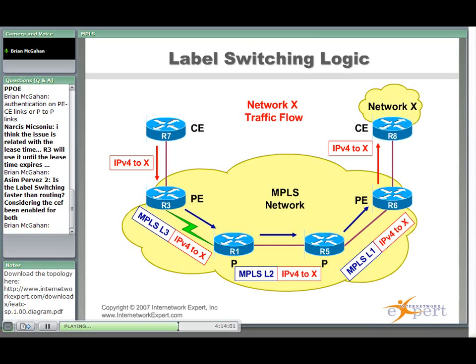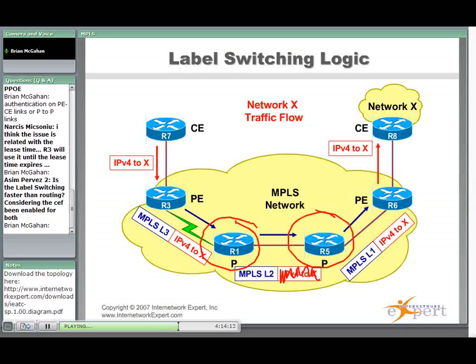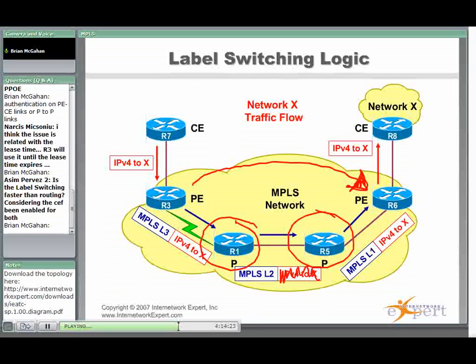Then finally, the last hop provider edge device, which is attached to the customer network, is going to be doing an IP version 4 lookup. So it says the IP version 4 packet came in going to destination X. Now I'm going to use my regular IP routing table to do this lookup. So either through static routing or IGP or BGP, we go ahead and forward it out the interface there.